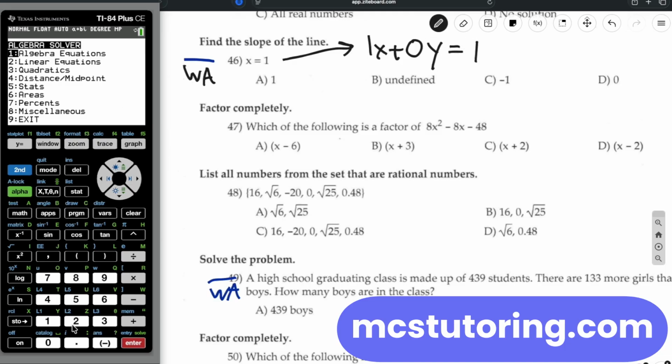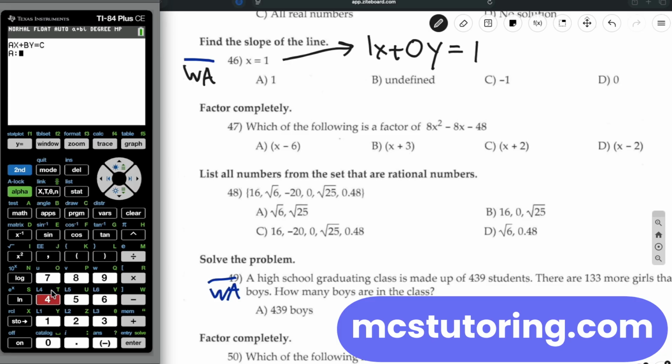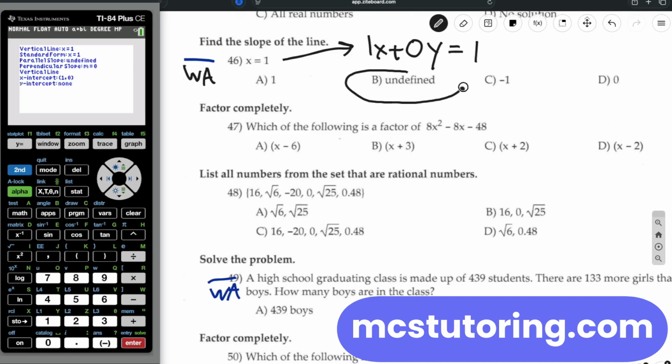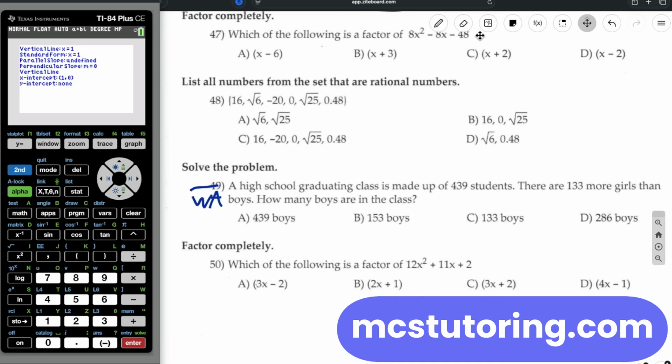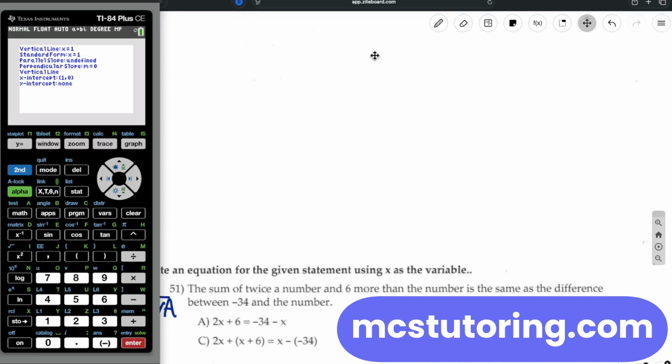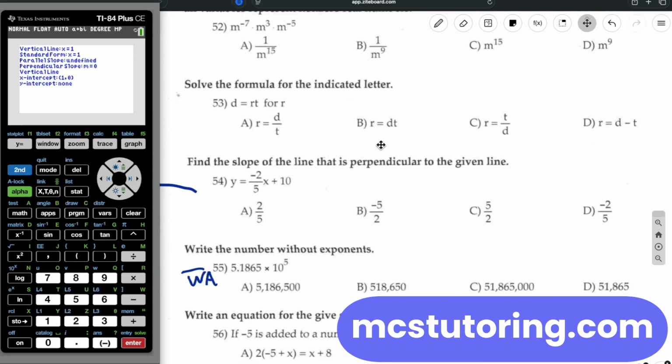So I'm going to go to linear equations again. Oh my gosh, this has just been too much. Standard form, that's been like half the problems we've done. 1 in front of the x, 0 in front of the y, because y is just not there. Y is absent. We get that. So it's a vertical line, and the parallel slope is undefined. So that means the slope itself is undefined. Okay, good. We got that. We move on.